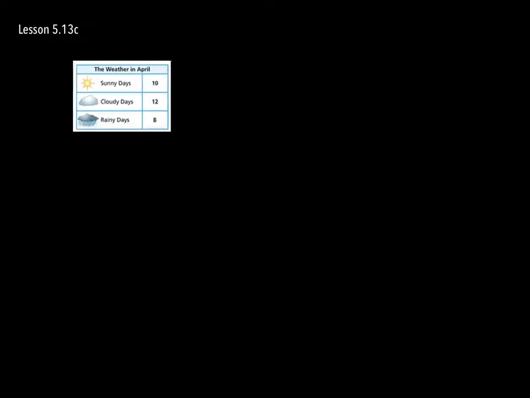Alright, for 513 video 3, we're going to start off with this little table. It talks about the weather in April. We have sunny days is 10, cloudy days would be 12, and then rainy days would be 8. And we're going to start asking some questions regarding this table. And our first question is, what fraction of our days are sunny?